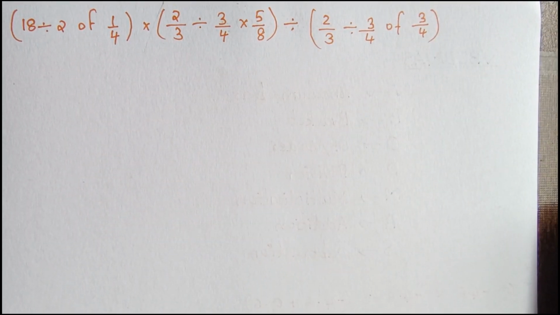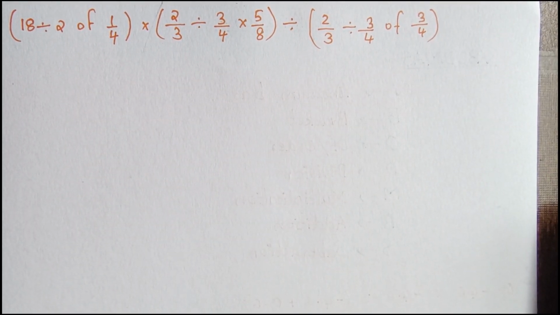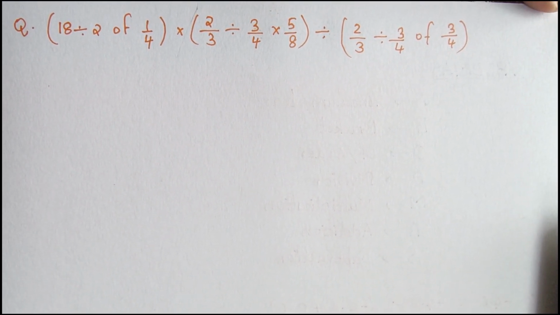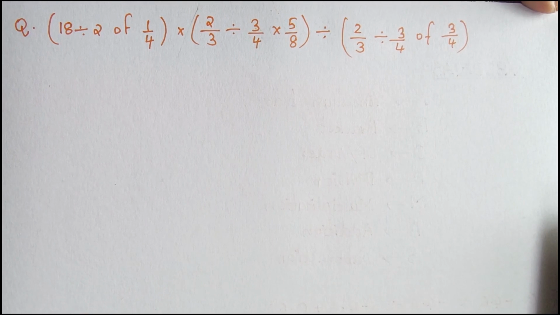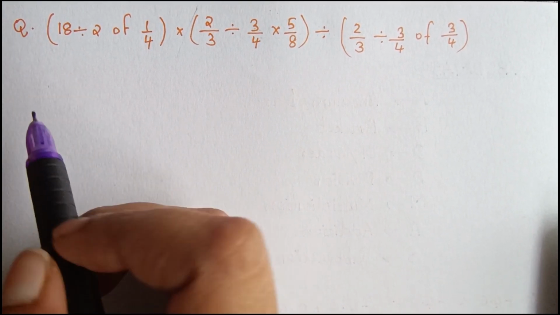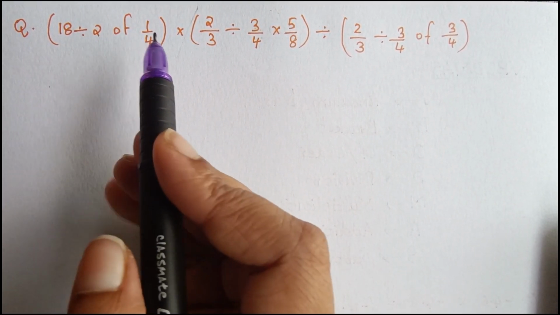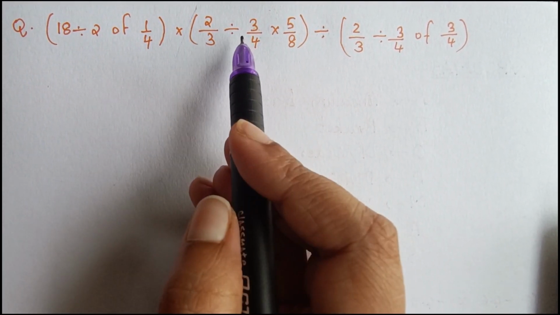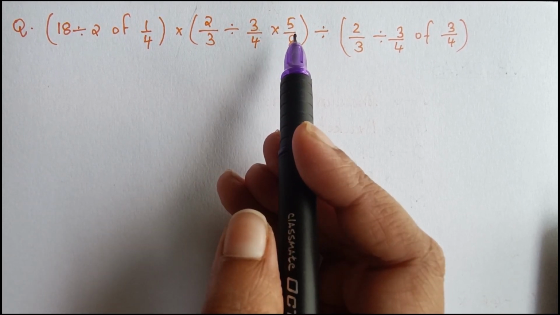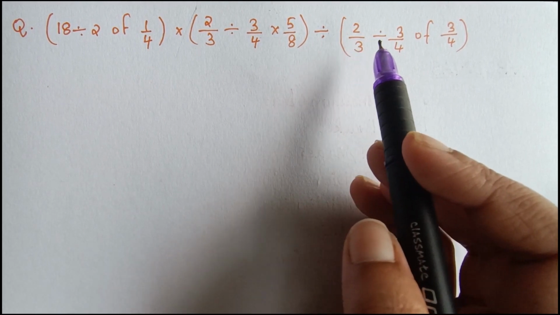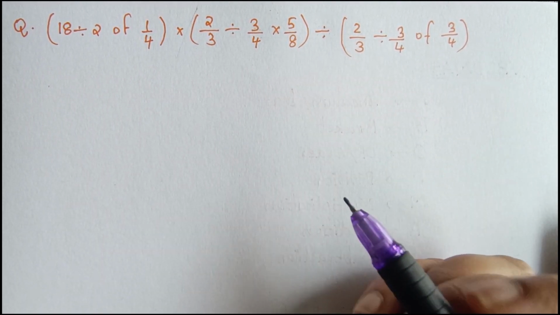Now we can look at some questions which are previous questions of various exams, like railway exams, SSC exams and all. These are some of the previous questions. First question is 18 divided by 2 of 1/4, in a bracket, into another bracket 2/3 divided by 3/4 into 5/8, inside a bracket, divided by the next bracket 2/3 divided by 3/4 of 3/4.